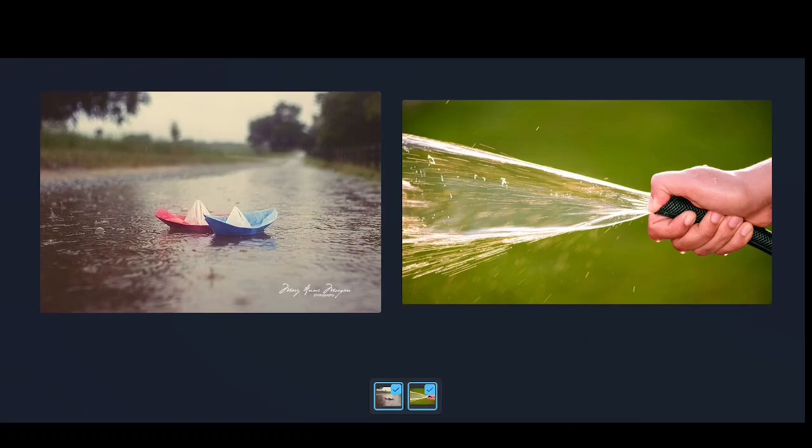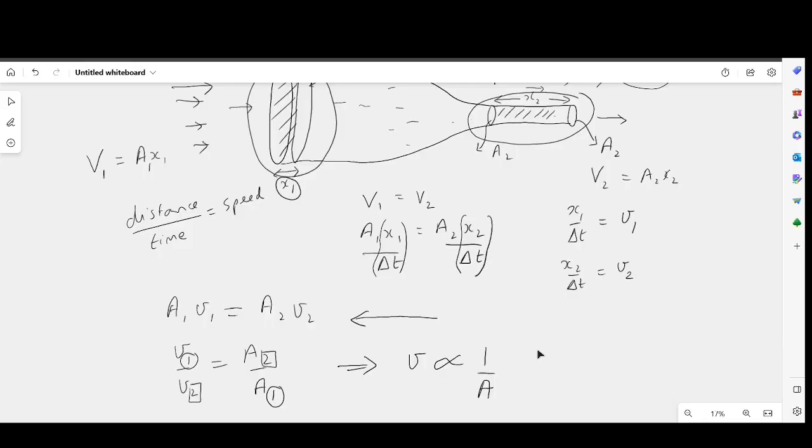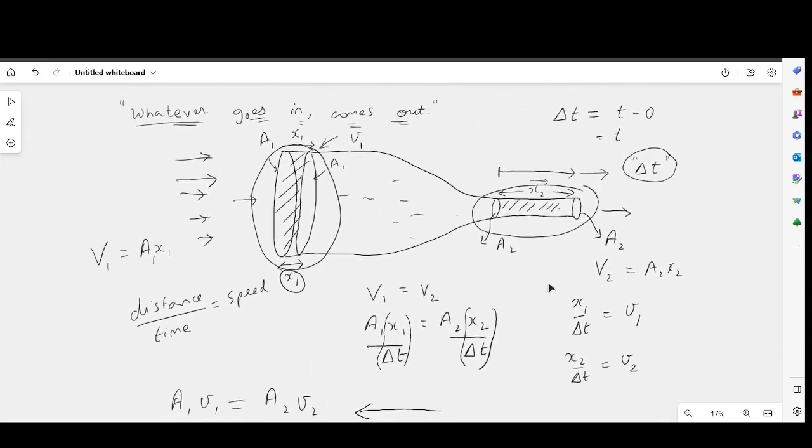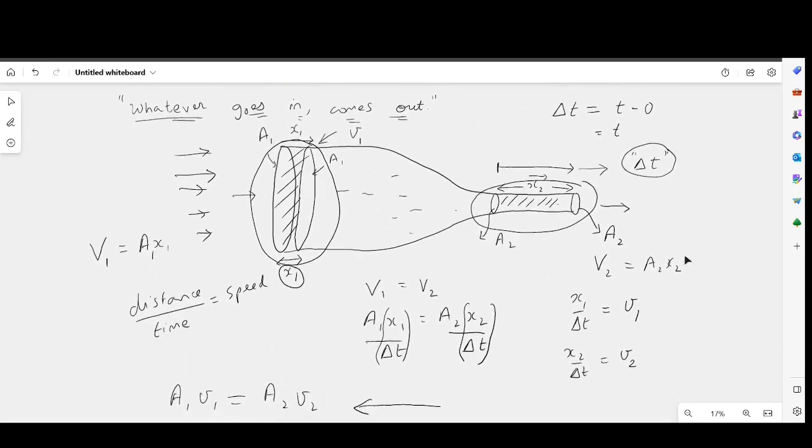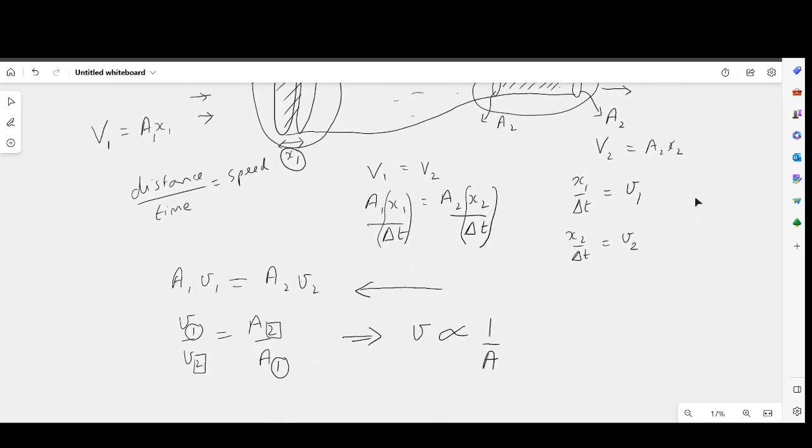So I hope this concept is clear. By the way, what we wrote here, whatever goes in comes out, can be written in more technical terms, and when you write that statement in technical terms, it is called the principle of continuity, and this equation which we have arrived at is called the equation of continuity. So those are the technical names we have given to this equation.